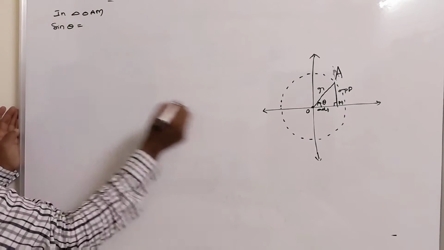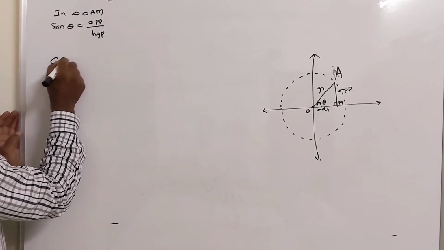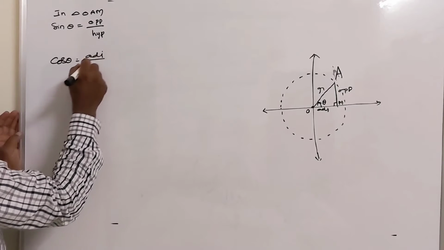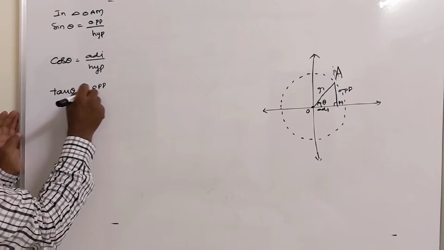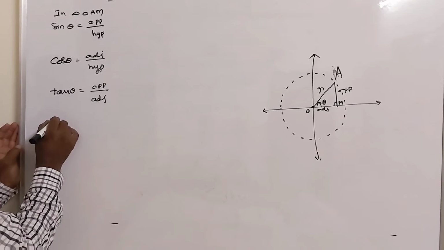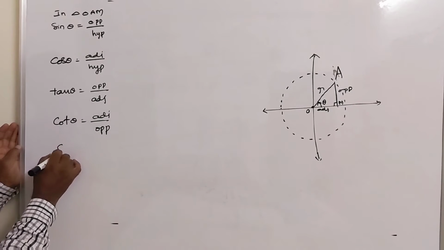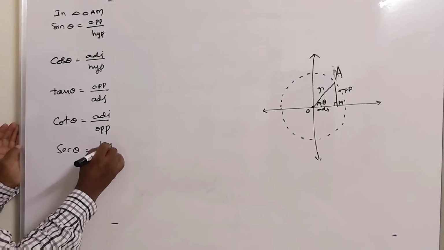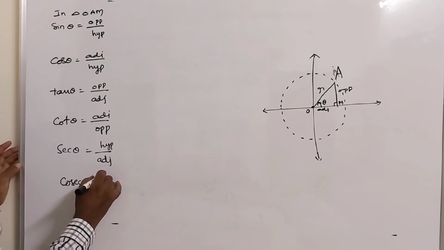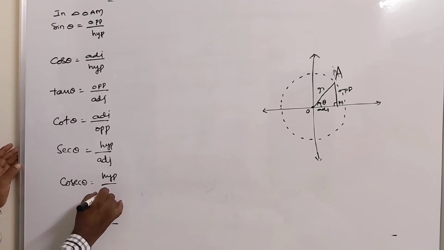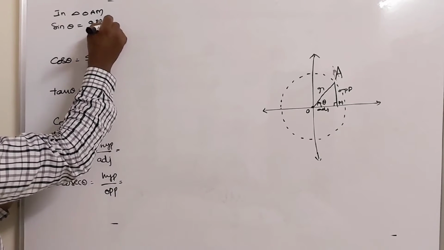sine theta is equal to opposite side by hypotenuse, cos theta is equal to adjacent side by hypotenuse, tan theta is equal to opposite side by adjacent side, cot theta is equal to adjacent side by opposite side, secant theta is equal to hypotenuse by adjacent side, cosecant theta is equal to hypotenuse by opposite side. Okay. Now the values I am going to replace here.